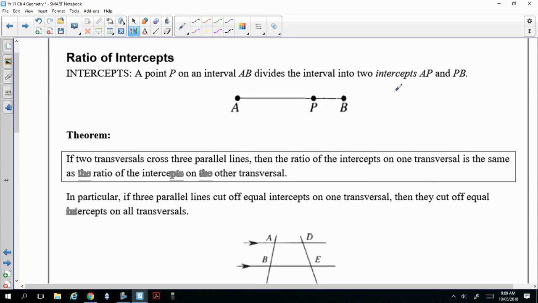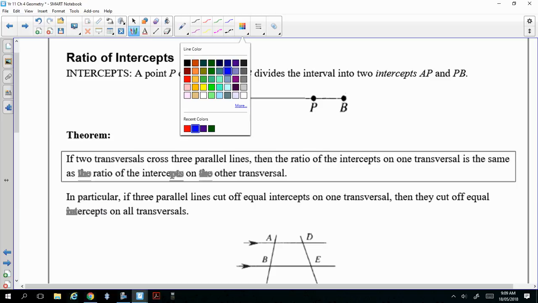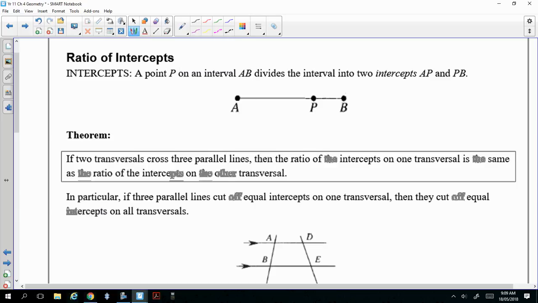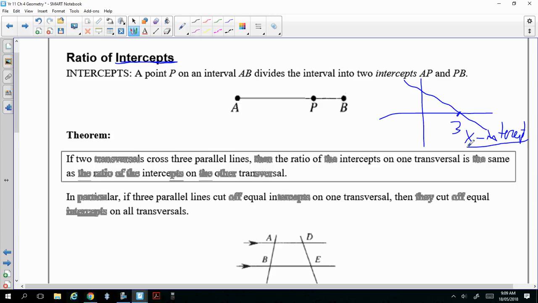Alright, so this is a new theorem you haven't learned in year 10, but it's quite easy to learn. But we have to define some new terms. Ratio of intercepts. This is not the intercept that you learn normally. Say if I draw a line there, this 3 is called the x-intercept. This is different from the idea you learn from the number plane. This is intercepts in geometry. Let's look at what that means.